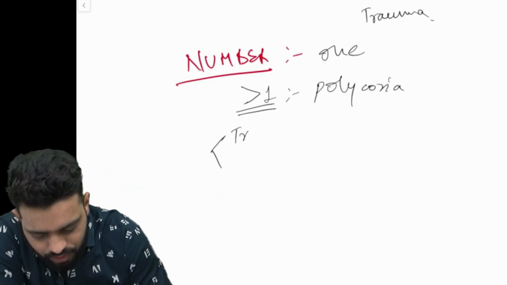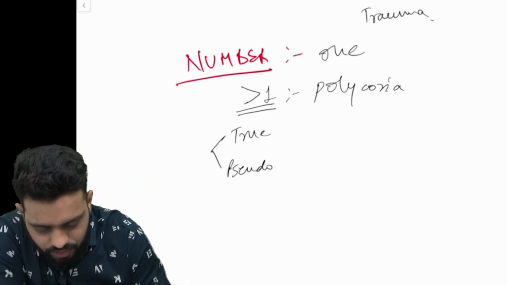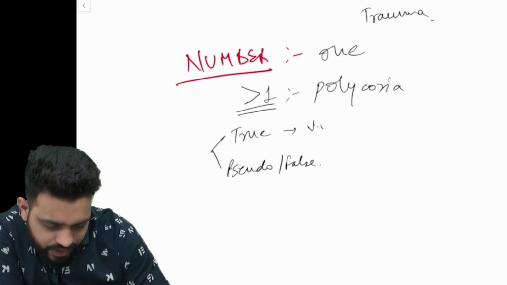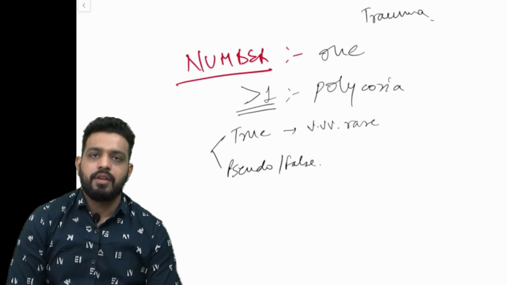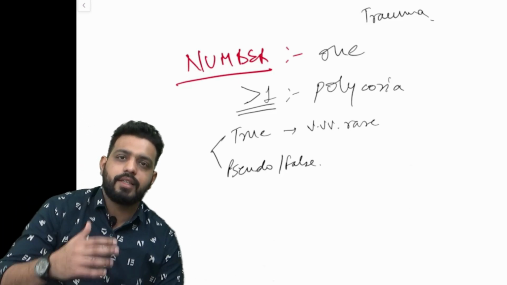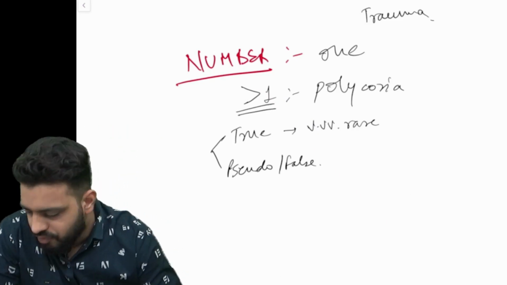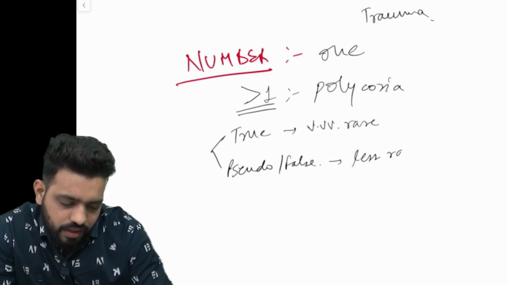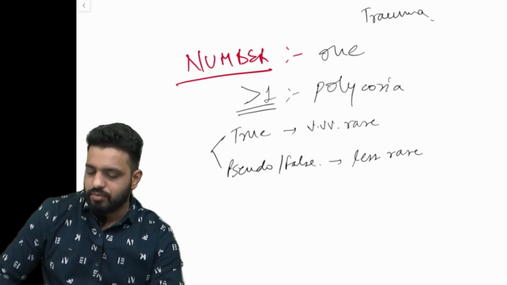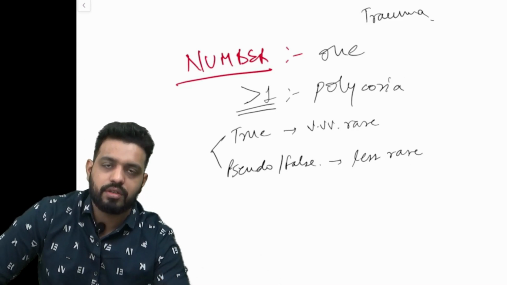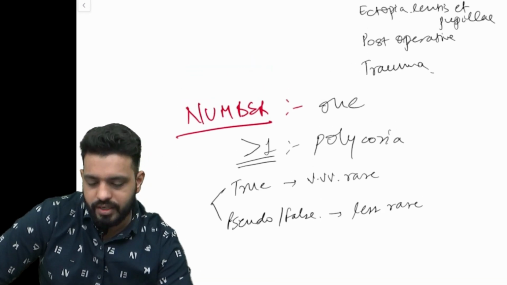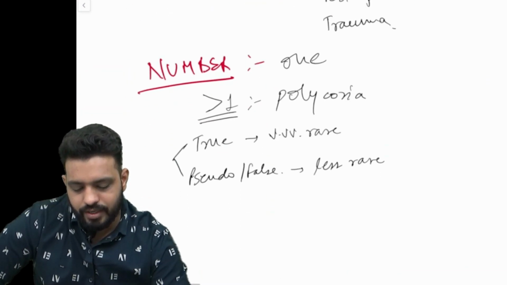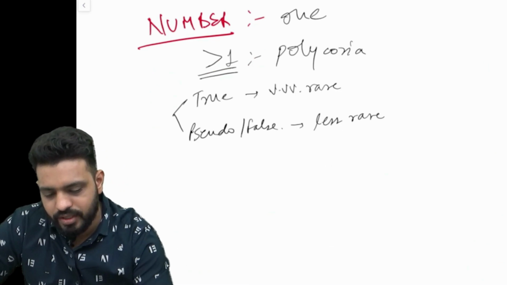Polychoria can be a true polychoria or a pseudo or false polychoria. True polychoria is a very rare condition, where embryologically the development is such that there is more than 1 pupil. False polychoria is also not common, but less rare. What are the causes you can think of? We saw one earlier when we studied the shape of the pupil, iridodialysis, because we get almost another opening in the eye.